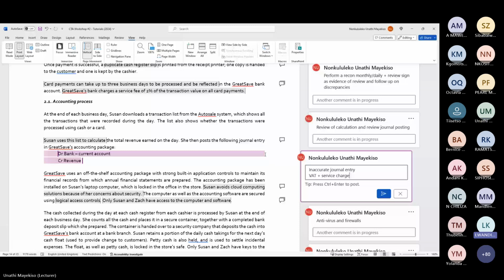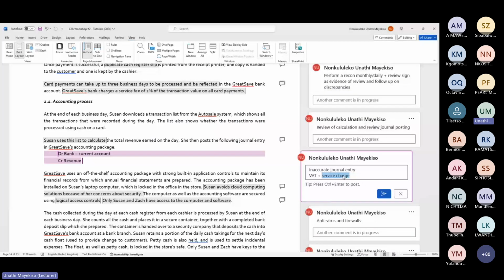Yes, it can be VAT inclusive, with the VAT shown separately. But for the bank, the way I was looking at it, it's supposed to be a debit to the bank, then a debit to the service charge, and then a credit to the revenue. Then you can prepare the VAT separately, if I'm interpreting it correctly, because once I lump them together, they confuse me a lot.